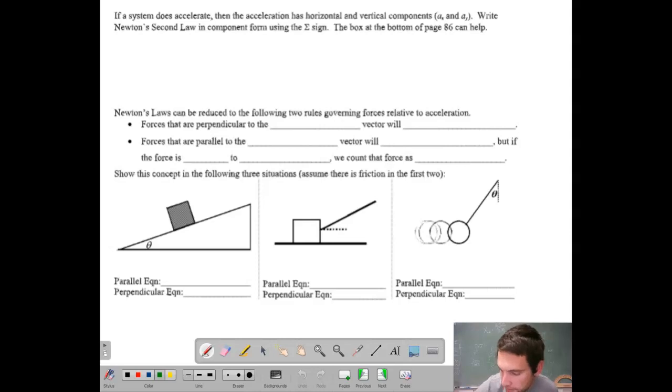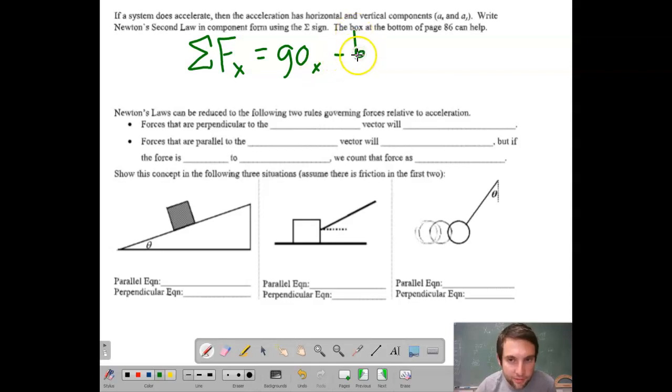All right, on to the fun stuff. Newton's second law in component form, using the sigma sign. Haven't we done this already? The net force in x equals the stuff that makes it go in the x direction minus the stuff that holds it back in the x direction equals mass times acceleration in the x direction.